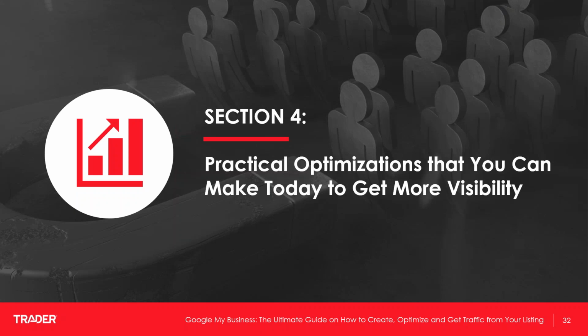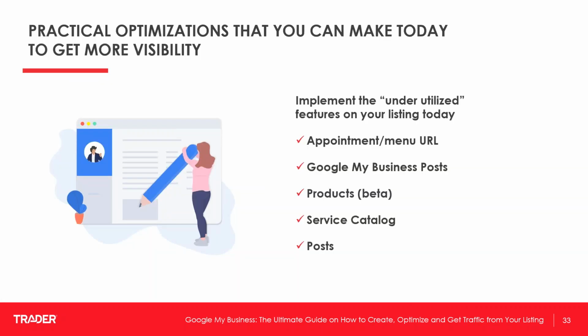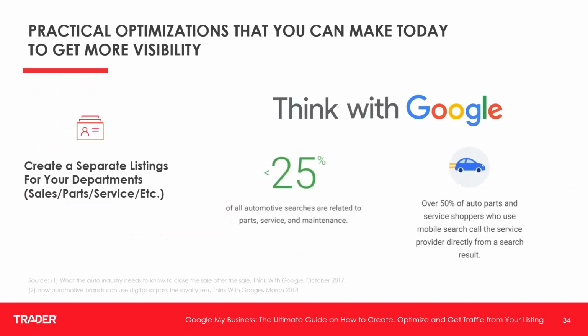Okay, so the last section is more about some practical optimizations that you can make today to get more visibility. These are all centered around increasing your ranking in Google in local search based on your Google My Business listing. So the very first thing, obviously, let's tackle any of the things that I just suggested in the underutilized features. Let's check all those boxes and start utilizing those things today. Those things are all going to help you get more visibility in search.